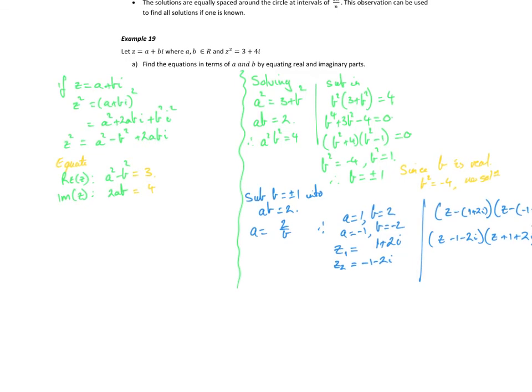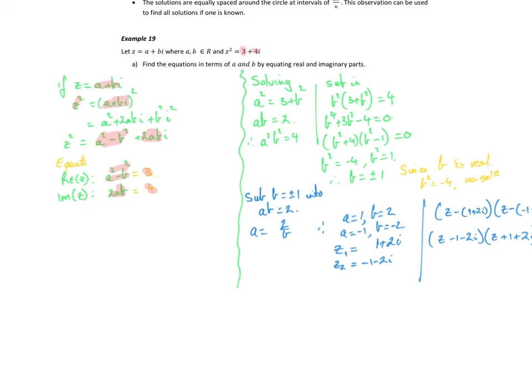So if Z equals A plus Bi, well, Z squared is A plus Bi all squared, which is A squared plus 2ABi plus B squared i squared, which if I group my real terms together gives me A squared minus B squared, and the imaginary terms 2AB. Now that Z squared has to equal the Z squared we've been given, which is 3 plus 4i. So the real parts have to equal: A squared minus B squared has to equal 3. The imaginary parts have to equal: 2AB has to equal 4. So there's my equations.